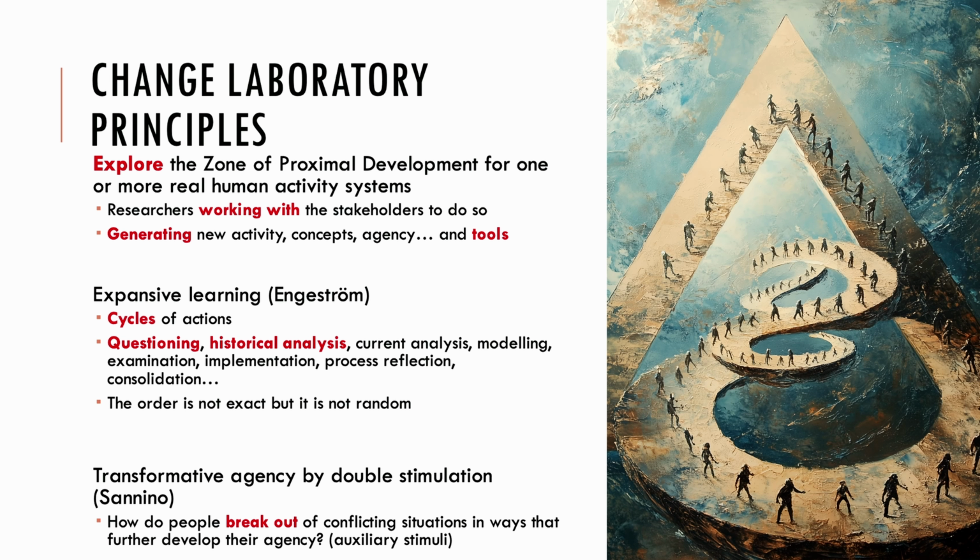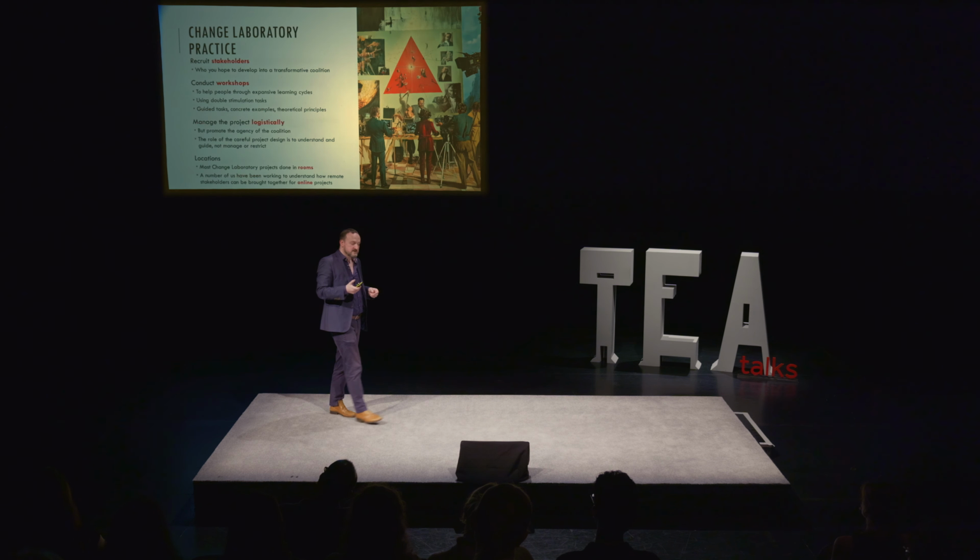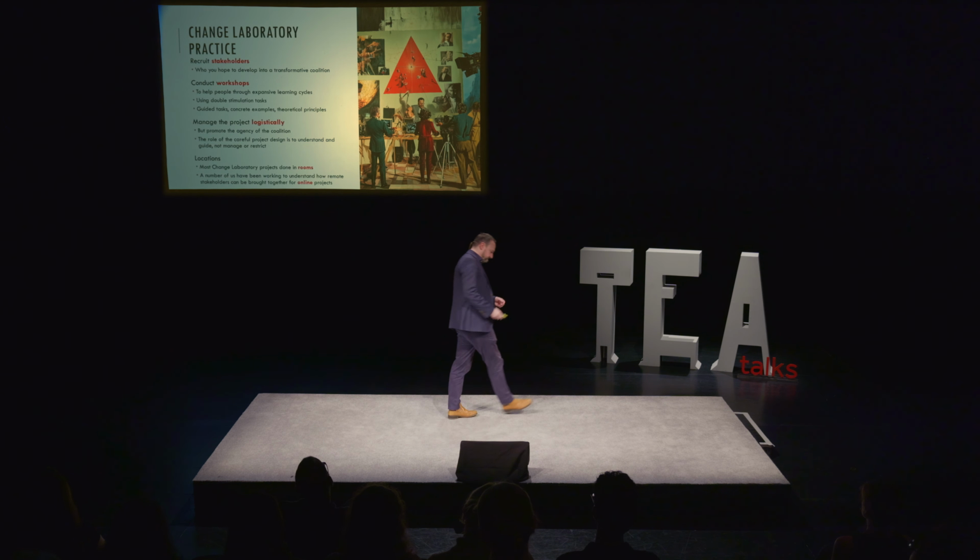And the second thing we draw on is this principle of transformative agency by double stimulation, which is a way of understanding how people use and adopt a range of cultural artifacts to help them break out of impasse, to break out of conflicts. Once again, they do that in real life. We can use it in the Change Lab. So what does a Change Lab really look like?